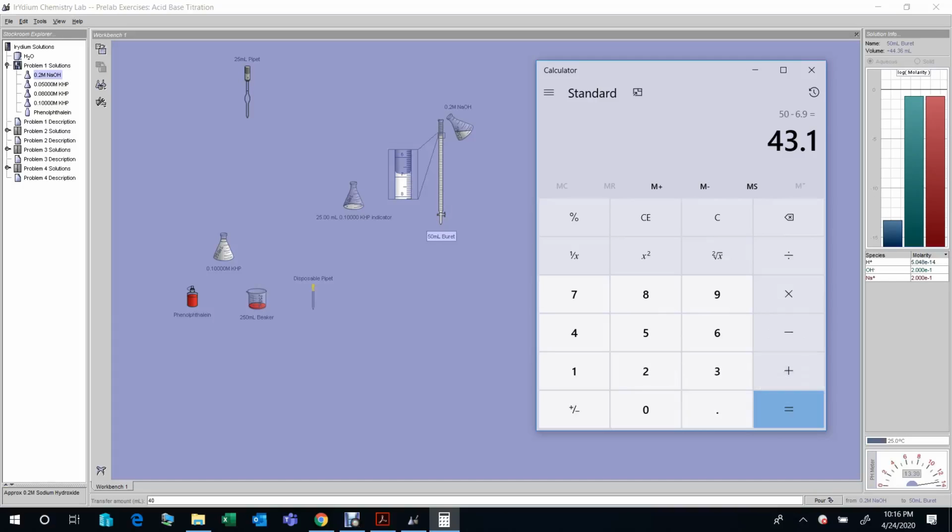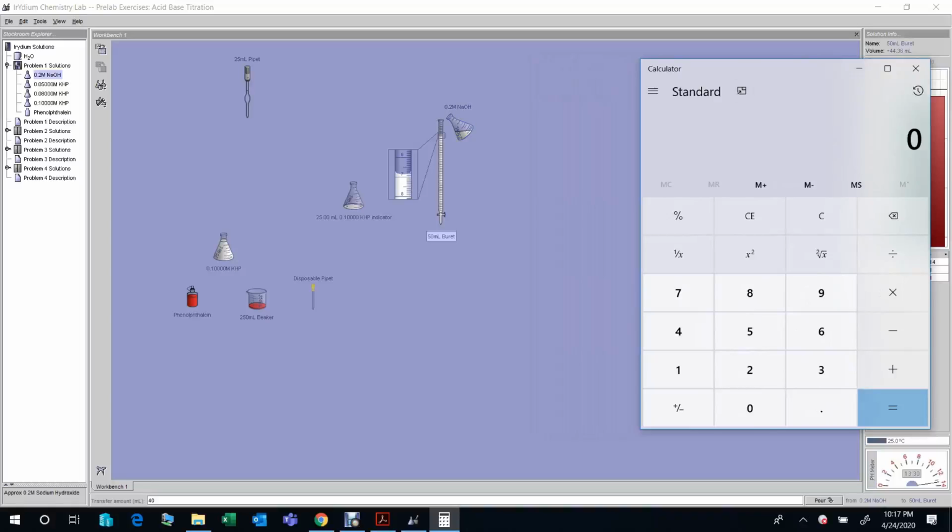So we plan to pour 40 because we cannot control that very well, and we end up adding 43.1, that's okay. We just keep this in mind. But we do need to record the value here, 6.9. That's the initial reading we need to record.